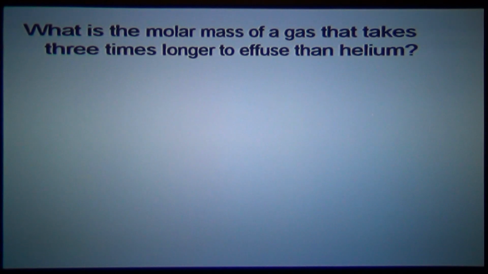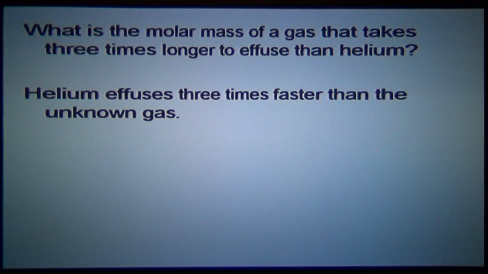So if we've got an unknown gas that's taking longer to effuse than helium, this means that the other gas is heavier than helium. That is, helium here is traveling faster than the other gas. How much faster? Well, it's traveling 3 times faster. So based on the above statement, we know that helium is traveling at 3 times the rate of the unknown gas. So if we use Graham's law, we can put down this relative ratio of 3 to 1.